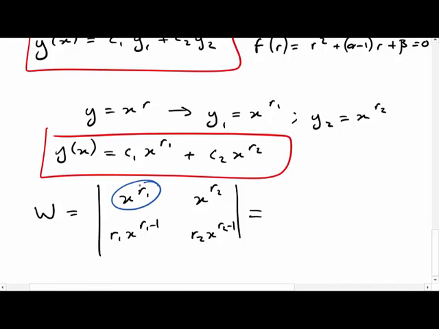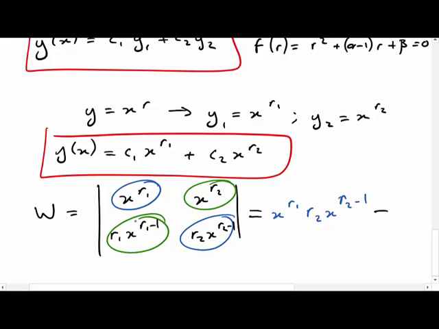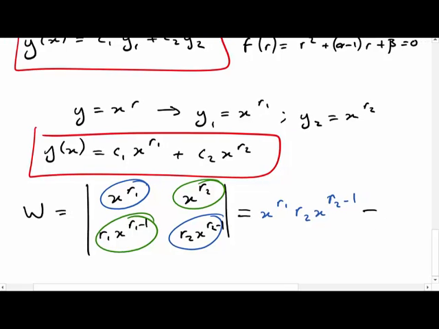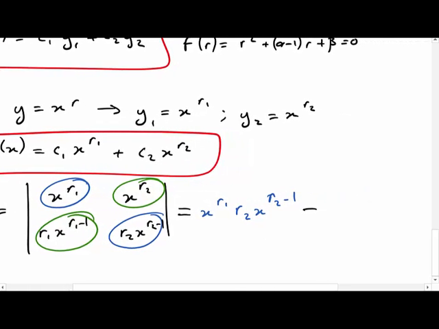So x to the power of r1 times r2 x to the power of r2 minus 1. So we've got x to the r1 times r2 x to the power of r2 minus 1, okay, and then subtract, because it's a Wronskian, this thing times this thing. So we end up with subtract, let's see if I can just move this over, there we go, x to the power of r2 times r1 x to the power of r1 minus 1.